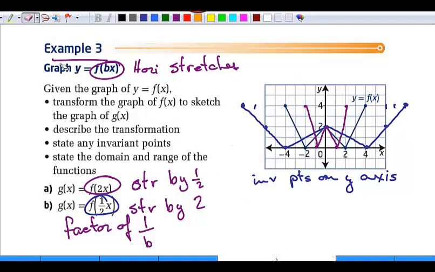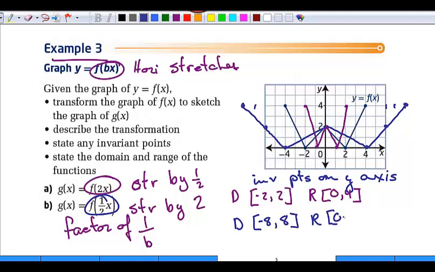So the domain of that function, in interval notation, just to save some time, goes from negative 2 to 2, and the range goes from 0 to 4. The domain for the second function, f of 1/2 x, it's been expanded horizontally, it's been stretched, so my domain now is from negative 8 to 8, and my range stays the same, from 0 to 4.